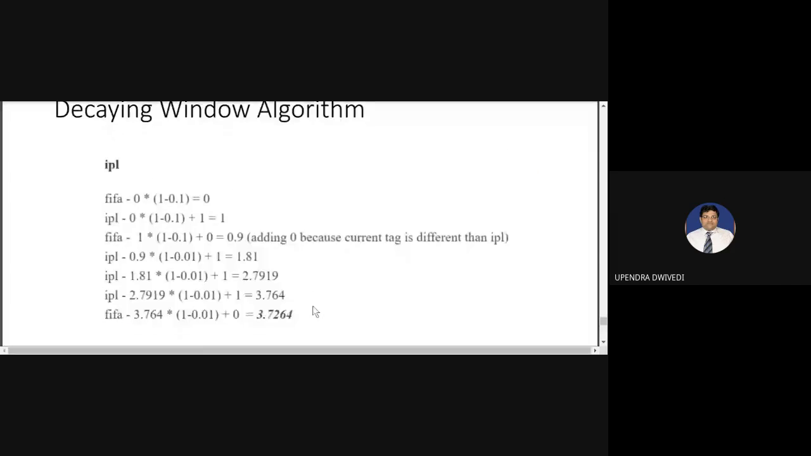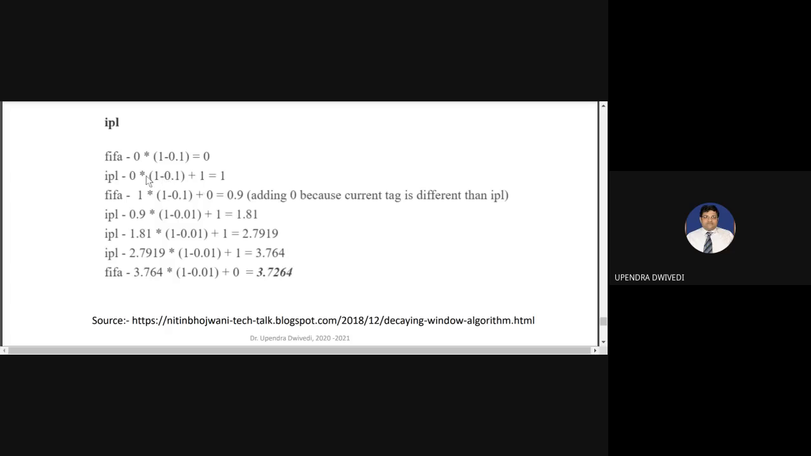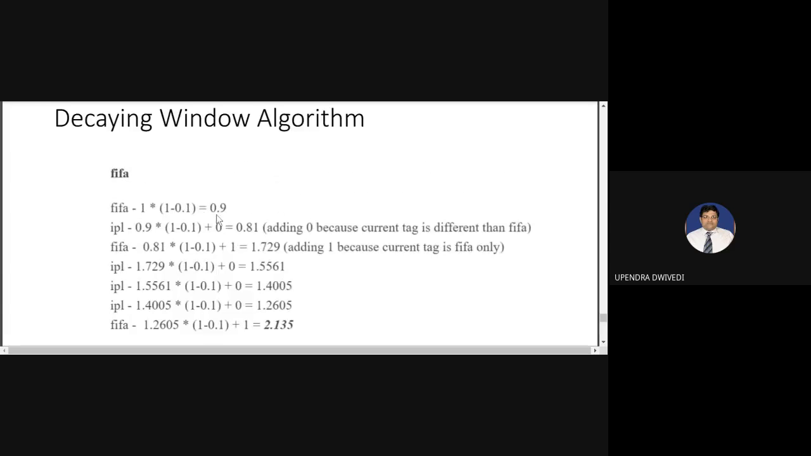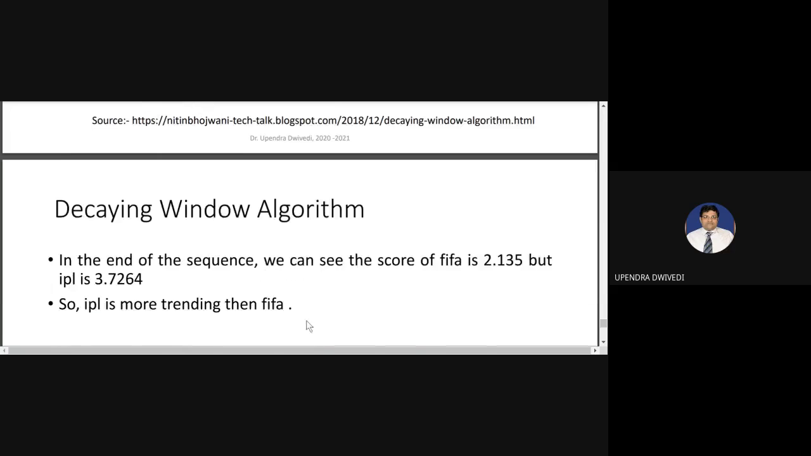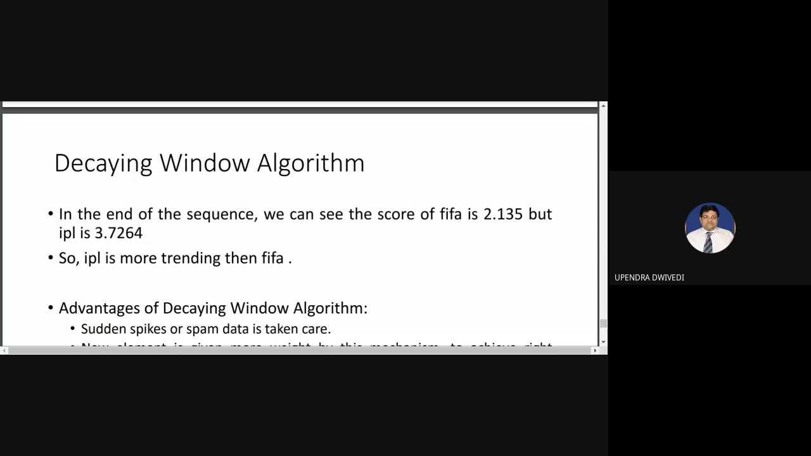Now with the same approach we calculate IPL, with a slight difference. We take the existing element's contribution as 1 only where the current tag is IPL, and otherwise add 0. So we calculate the aggregated score for FIFA, which is 2.135, and the aggregated score for IPL, which is 3.7264. You can see that IPL has a higher trending score compared to FIFA, so IPL is trending more than FIFA.